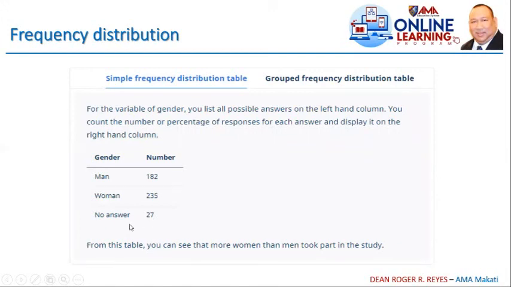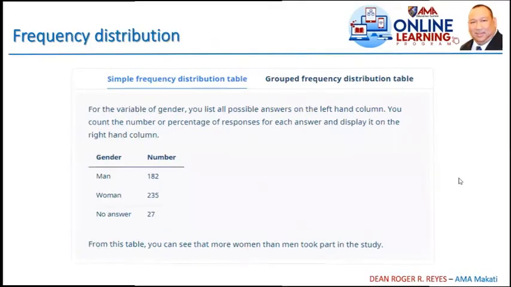So how can you interpret this table? You can just say, you can see that more women than men took part in the study. For every table, you have to describe. So you can see that more women than men took part in the study.